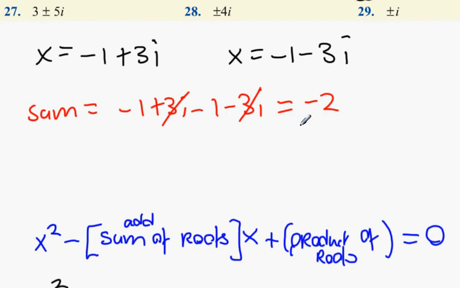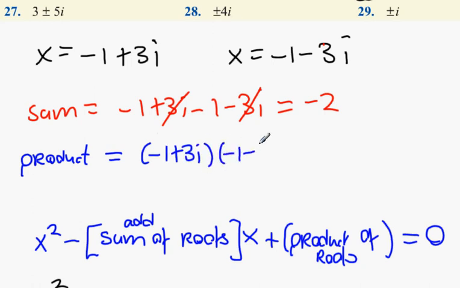Is everybody happy with that? The sum is when you add them together. The question gives you the two roots, and you then add them together. Shh. Gavin, please. The next one is the product. What the product means is you're going to multiply them together. So the product means I have to multiply minus 1 plus 3i by minus 1 minus 3i.